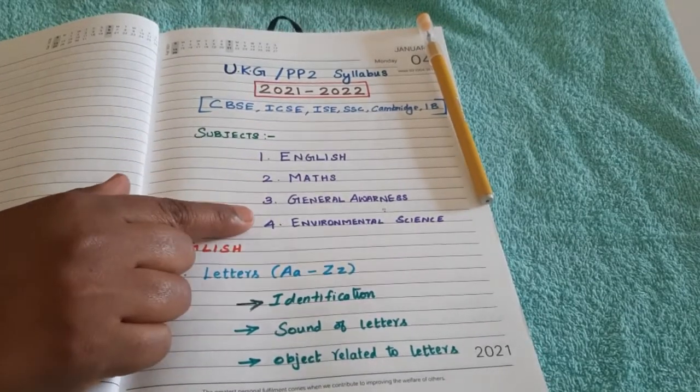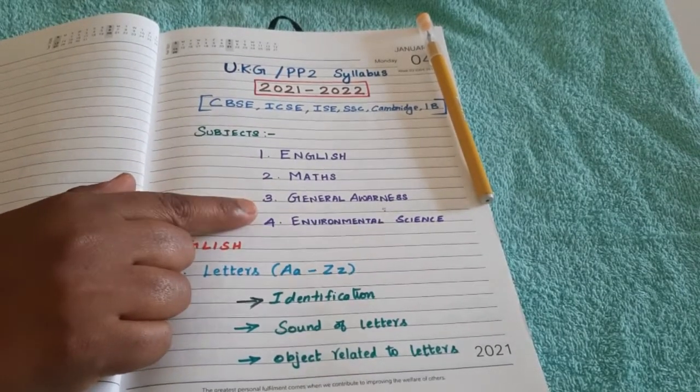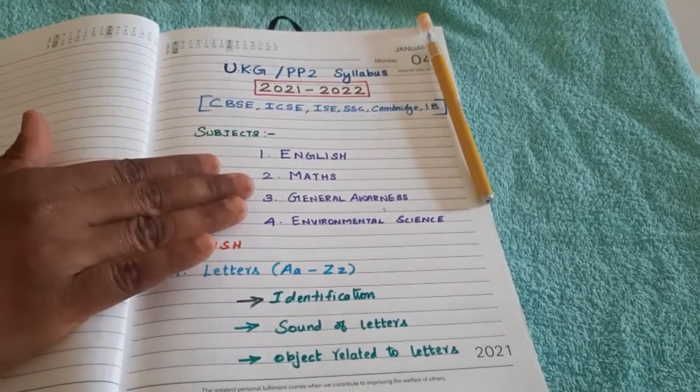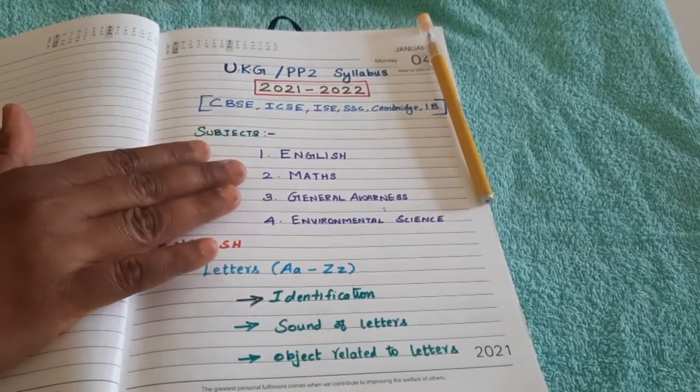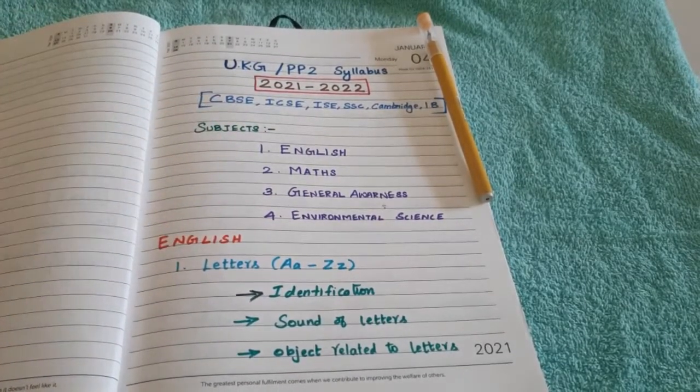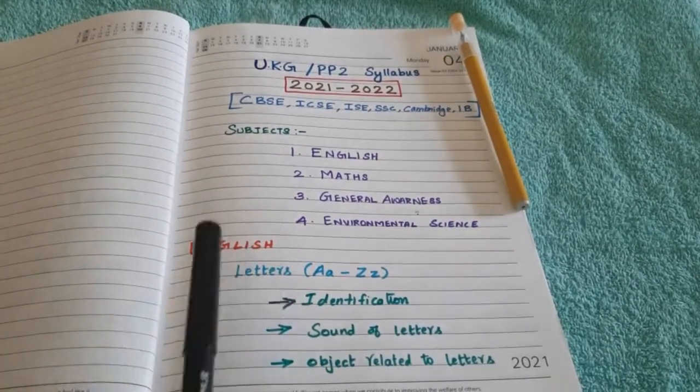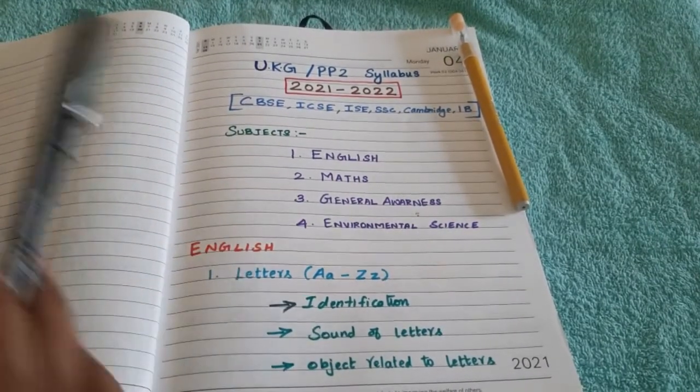Basically the UKG has 4 subjects: English, Maths, General Awareness and EVS. First we will discuss what to learn in which subject. The first subject is English.